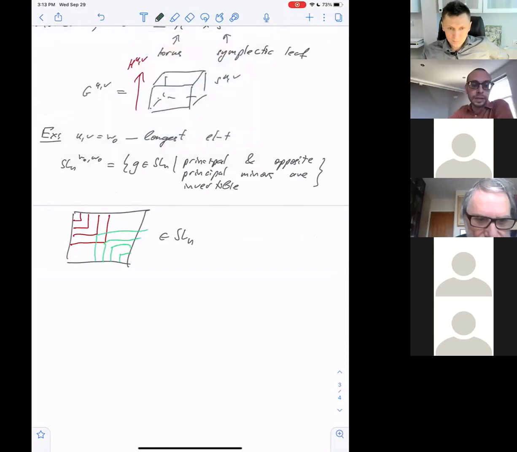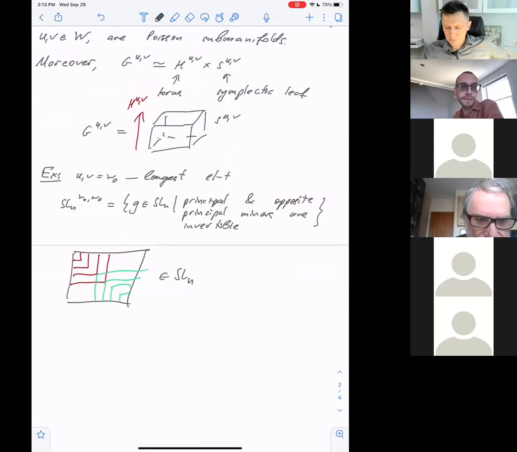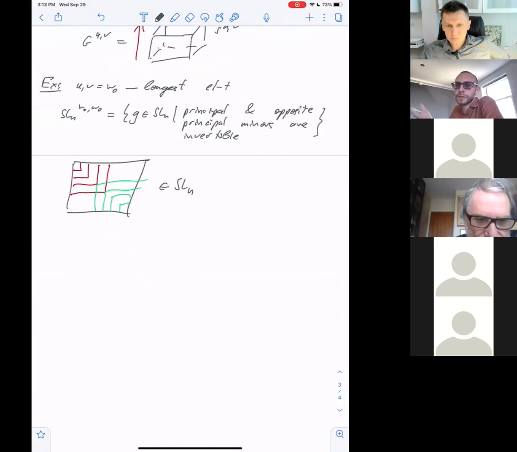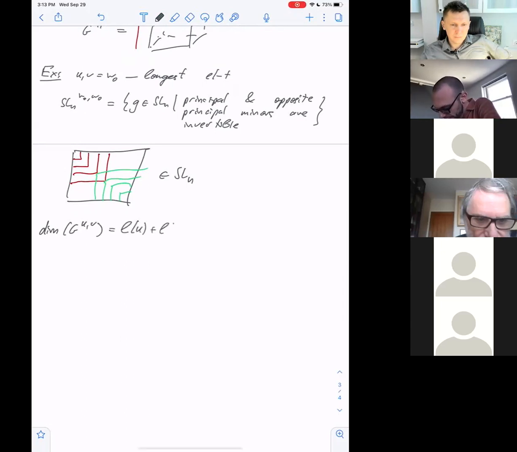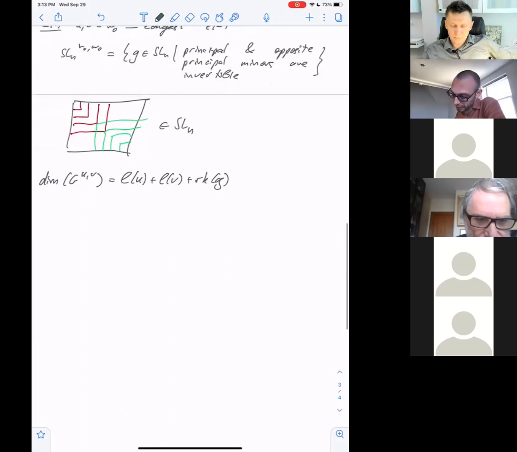Cool. So these are Poisson submanifolds. Now, if we want an integrable system, we'd like to know the dimensions of the Poisson submanifolds, because we are going to compare them with the number of Hamiltonians we have. I haven't described the Hamiltonians yet, but I will in a second. For now, let's discuss dimensions. The dimension of this G^{u,v} is not too hard a calculation: it's the length of u plus the length of v plus the rank of our Lie algebra.